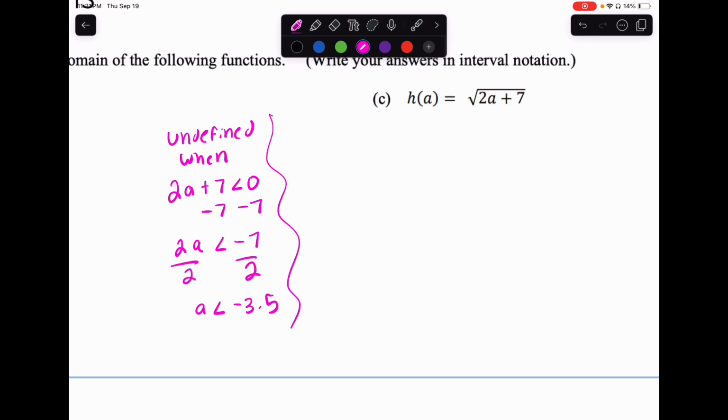So we go over here. It can't be less than negative 3.5, but our a can be anything greater or equal to negative 3.5. So then our domain is just going to be all real numbers that are greater or equal to negative 3.5. Thus, our lowest a value is negative 3.5, and it can be included since we have this equals, up until infinity.